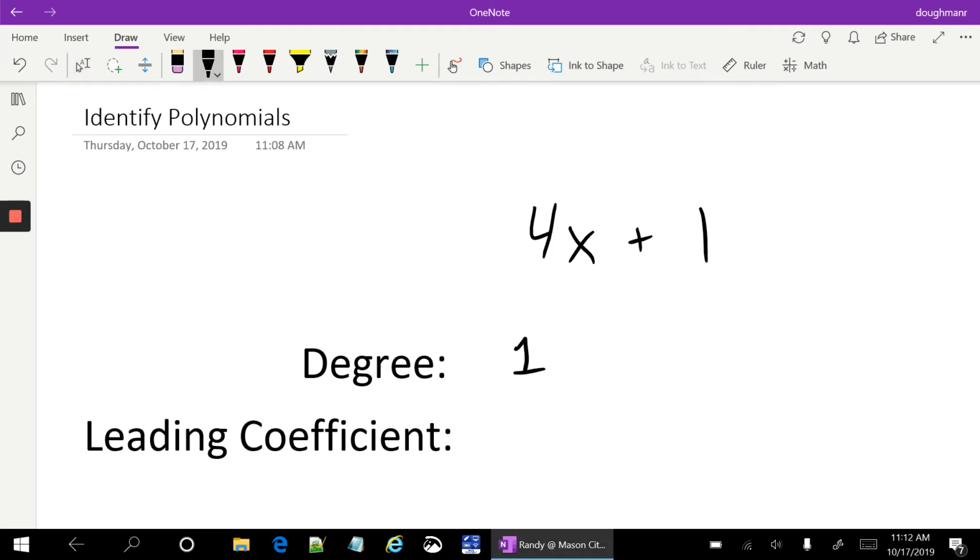And the leading coefficient is simply the coefficient on the variable with the highest exponent. So the leading coefficient in this case is 4. Good.